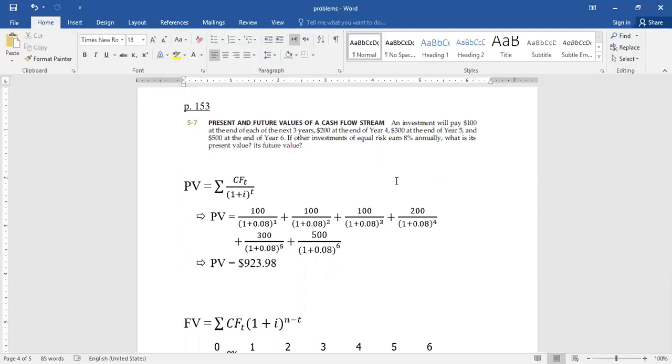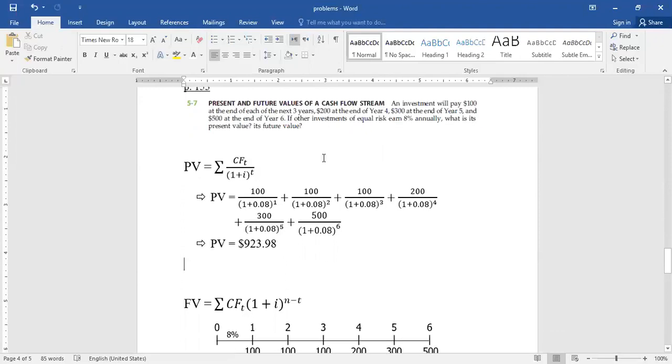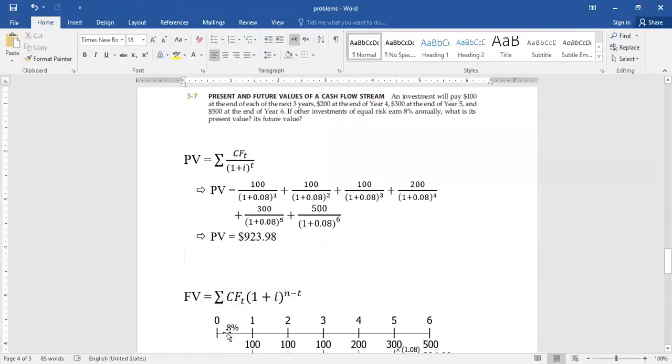The question wants us to calculate the present value of this cash flow stream. All right. So how much is this cash flow stream paying? I'm receiving $100 for the first 3 years, $200 at the end of year 4, $300 at the end of year 5, and $500 at the end of year 6. All right, perfect. So this is it. Year 1, I'm receiving 100, 2, 100, 3, 100 as well. Year 4, I'm receiving 200. Year 5, I'm receiving 300. Year 6, I'm receiving $500.